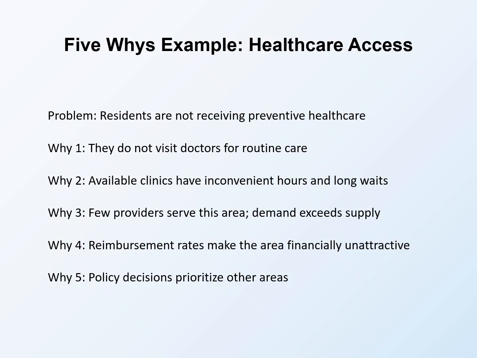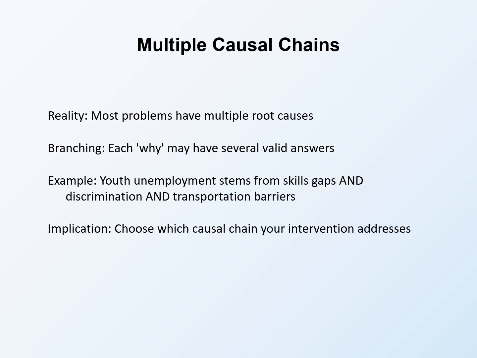Now we see multiple intervention points. We could work on policy advocacy for better reimbursement, recruit providers with loan forgiveness incentives, establish community health centers with alternative funding models, or extend hours and reduce wait times at existing facilities. In reality, most social problems have multiple root causes rather than a single linear chain.